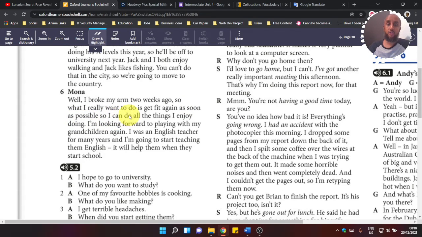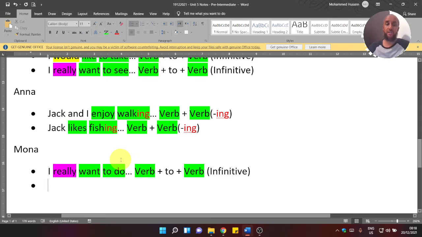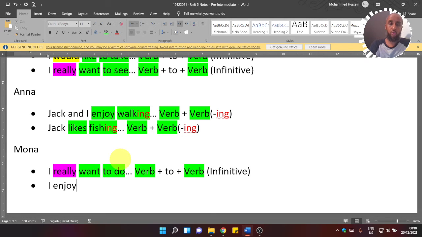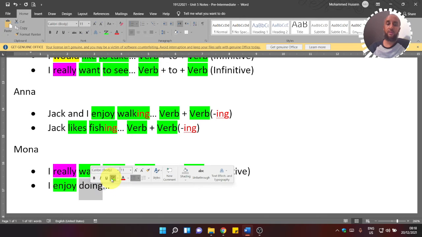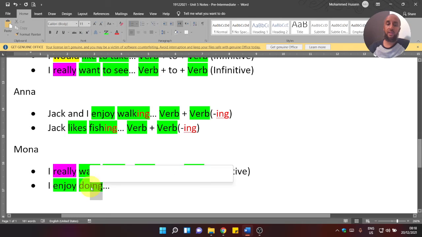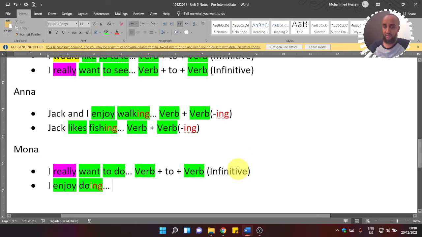So I can do, okay, this is not one, this is a normal modal verb. I can do all the things I enjoy doing. Right here, I enjoy doing. If you see here, we have two verbs. The first one is enjoy, and the second one is doing, but remember, with the ing sound. So this is the second pattern right here: verb plus verb ing.